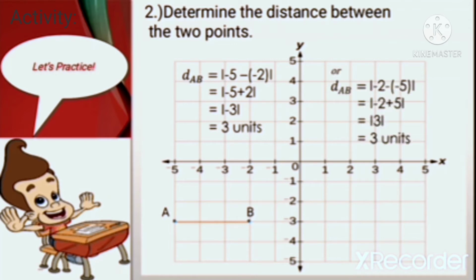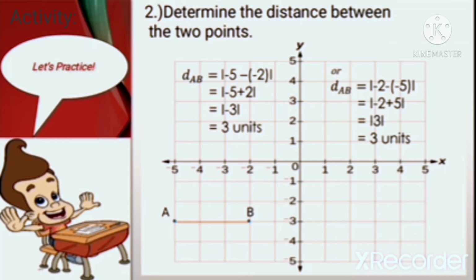So we'll have the absolute value of negative 3, which is 3 units. Another solution for the distance from A to B: let's say our x sub 2 is negative 2, then our x sub 1 is negative 5. So simplify again, absolute value of negative 2, then negative times negative is positive, so it's the absolute value of negative 2 plus 5. Simplify, that is positive 3. Absolute value of positive 3 is 3. So the distance from A to B is 3 units.